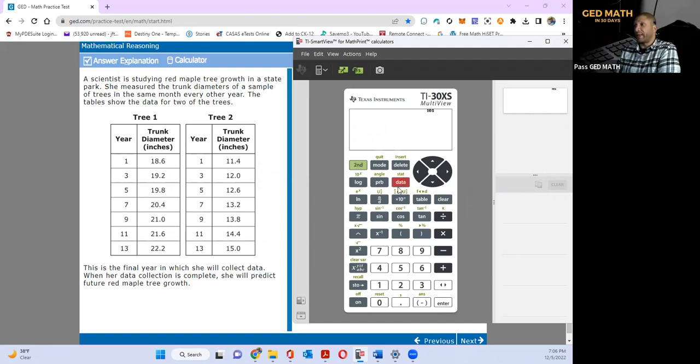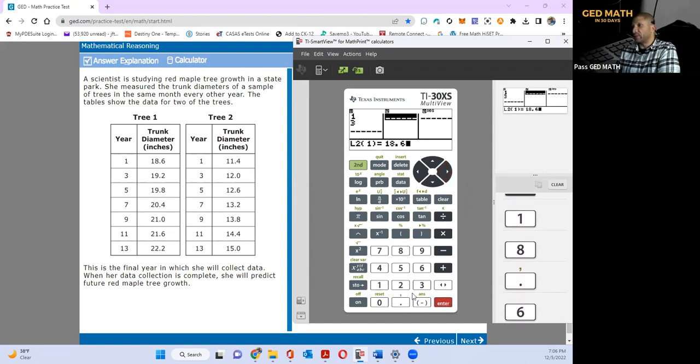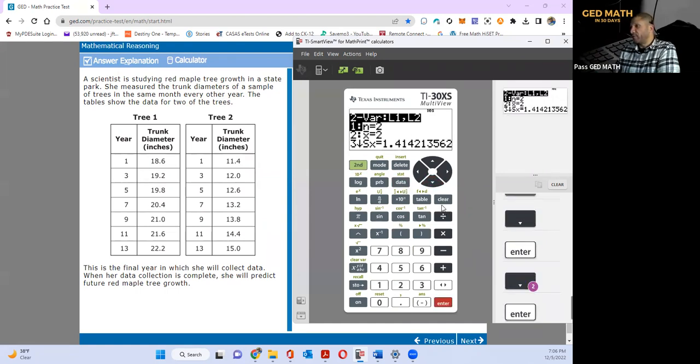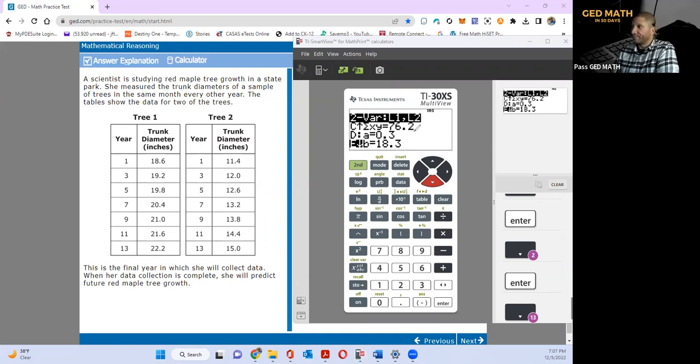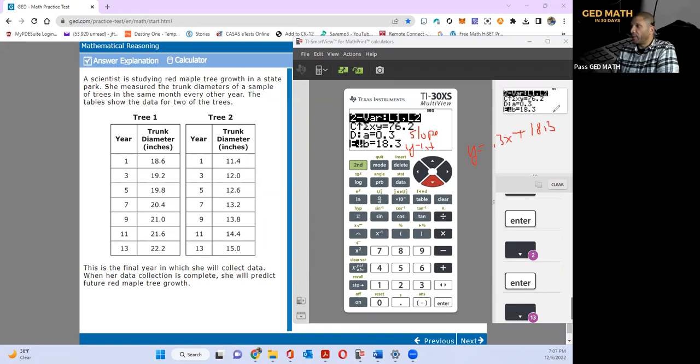Watch this. Data. My x's: 1 enter, 3 enter. My y's: 18.6 enter, 19.2 enter. Second data, 2 variable, calculate. There's my slope. There's my y-intercept right there. That's my slope. That's my y-intercept. Y equals 0.3x plus 18.3. Done. 30 seconds.